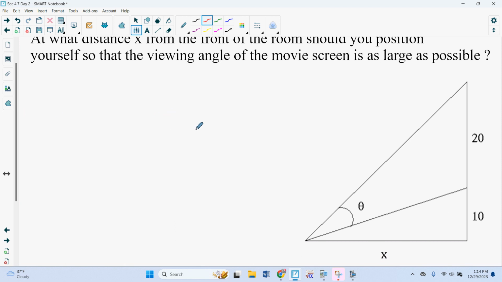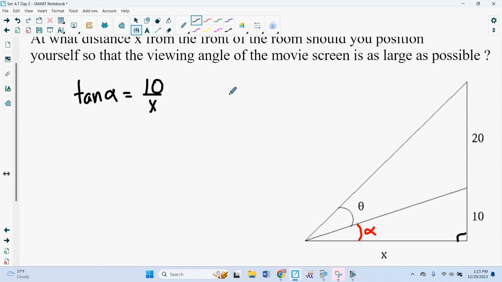So how far back should we go so that this theta is as large as possible, and we're trying to find this x that gives us the largest angle? Now, the first thing I'm going to do is I'm going to say, okay, we have this angle here, which I'm going to call alpha. So we have two right triangles here. The smaller right triangle tells us that the tangent of alpha is 10 over x.